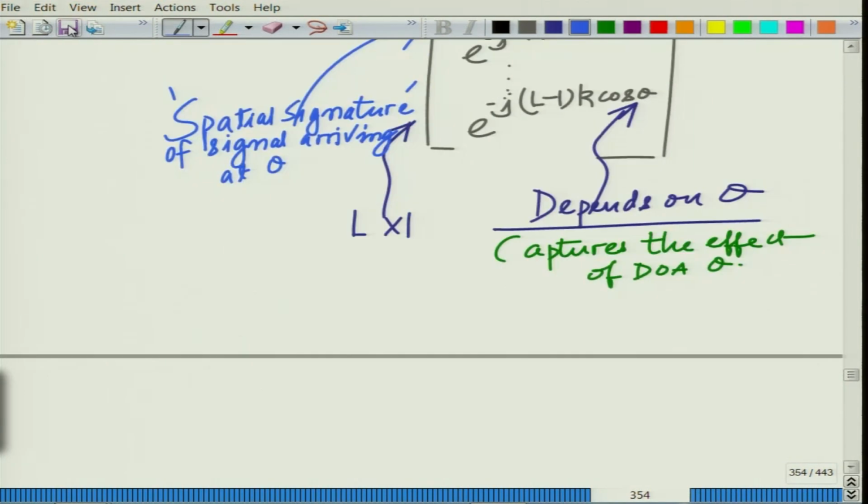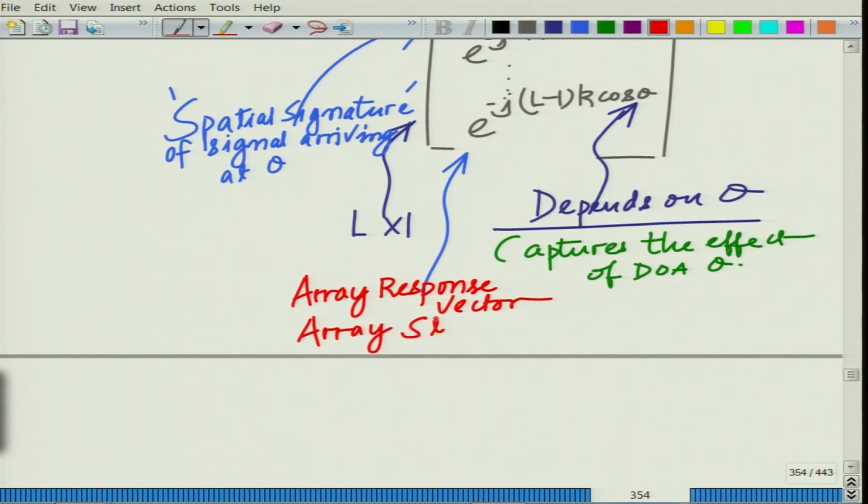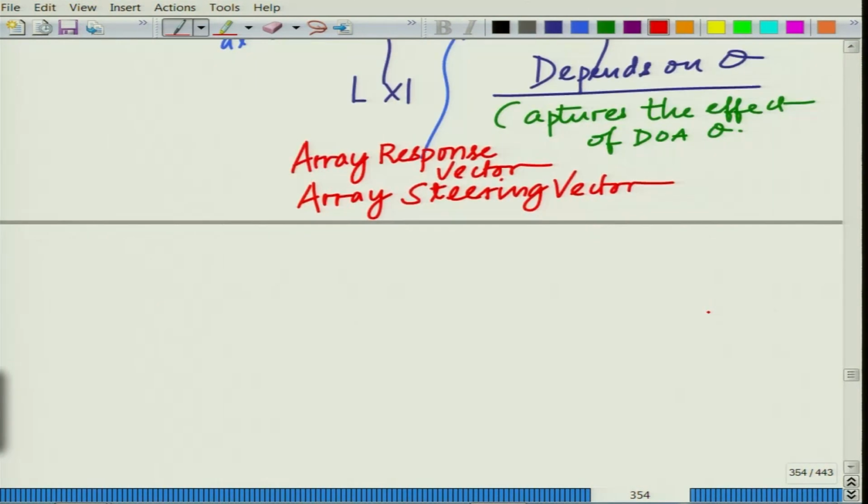This a bar theta is also known as the array response vector, or the array steering vector with respect to the direction theta, or the spatial signature of the array corresponding to the direction theta. It has an important role to play in array processing. The array response vector is very useful in the entire area of array processing, and MUSIC is an algorithm for array signal processing.